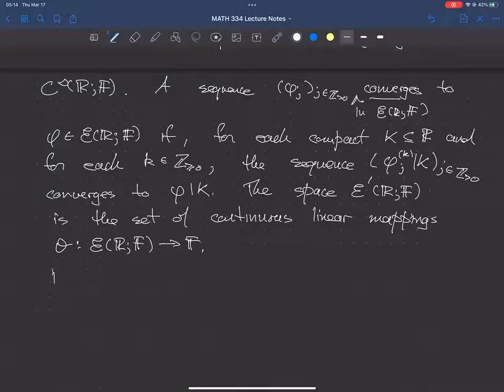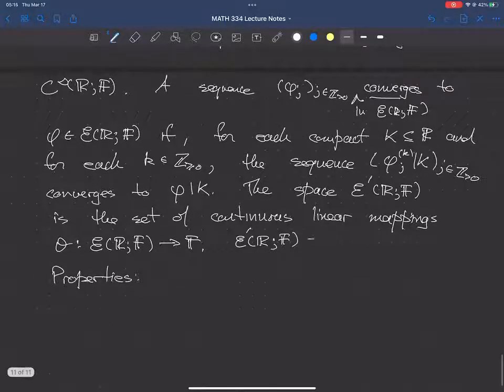All right, so properties. These have a name, just like D prime are distributions, and D prime L1 are integrable distributions. So these are distributions with compact support. It's the name you give to these.